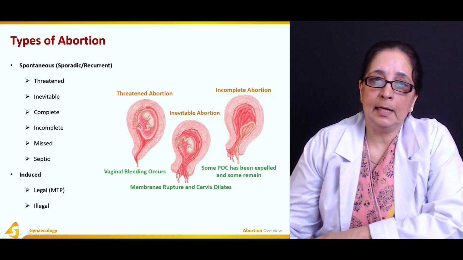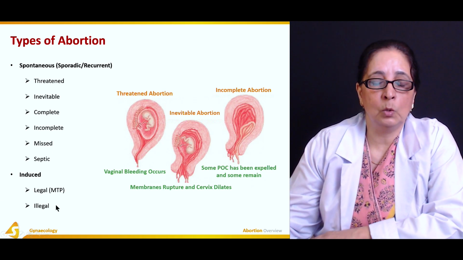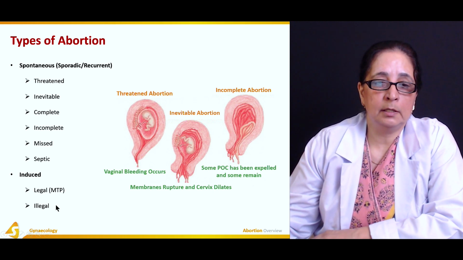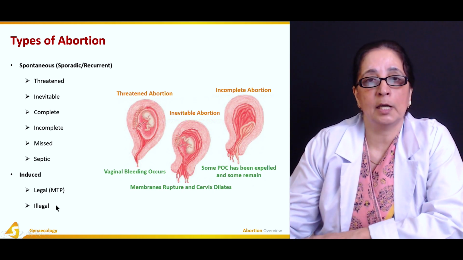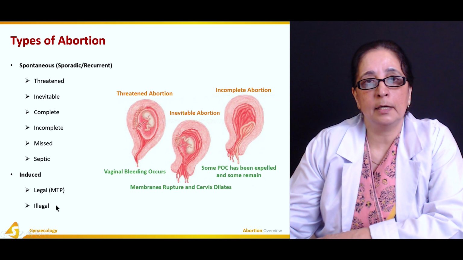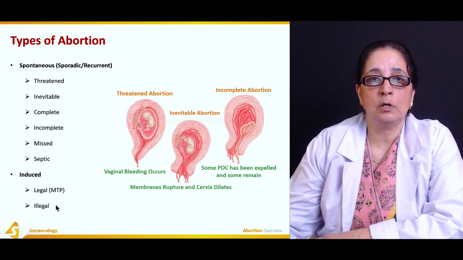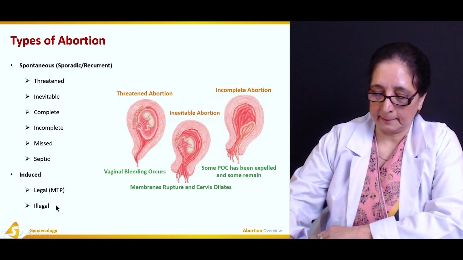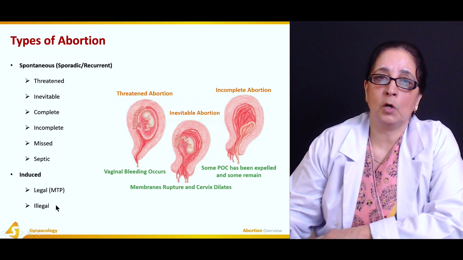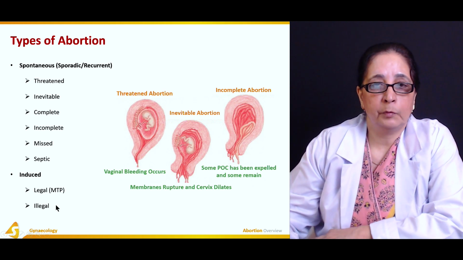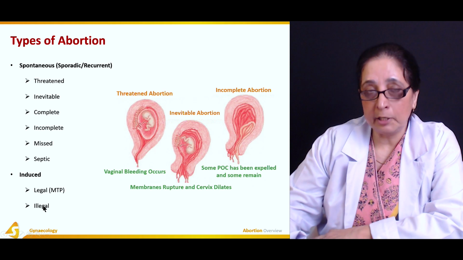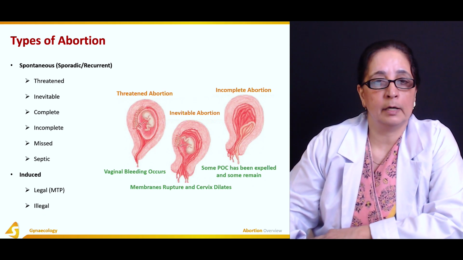Or it can be illegal, when there is no medical ground and it is usually an unwanted pregnancy. Mothers try to abort that pregnancy because they don't want to keep it. So these are the different types: spontaneous, sporadic or recurrent, and then induced, which can be legal or illegal.